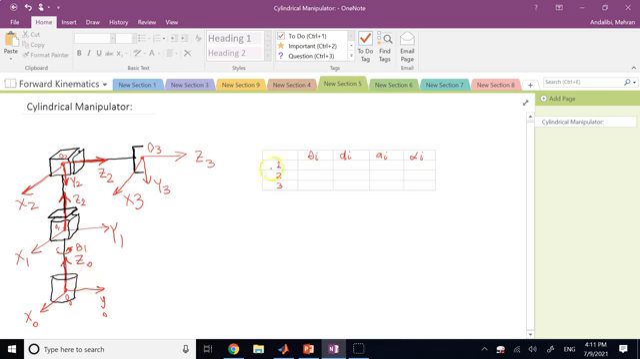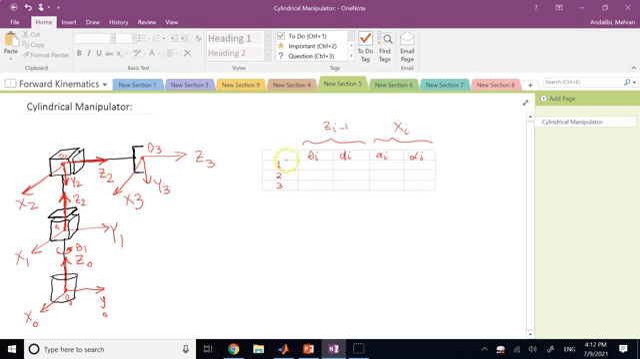So the first row relates basically your frame 0 to frame 1. If I want to go from frame 0 to frame 1, what do I need? Do I need to first rotate? And the order we go is always theta, d, a, alpha. Do I need to rotate? And you know, these two are about z i minus 1, and these two are about x i.